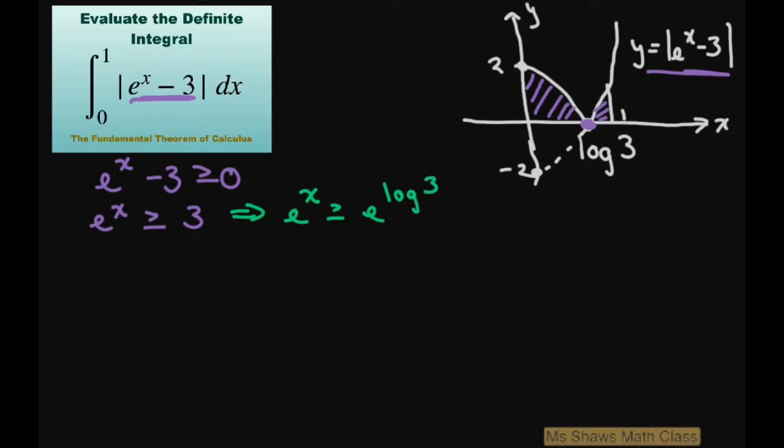Remember, when you have e to the power of log of x, that just equals x. So this equals 3. The e's cancel because they have the same base. So basically we have x equals log of 3. That's where I got this piece here.